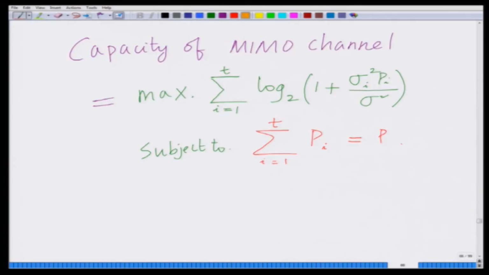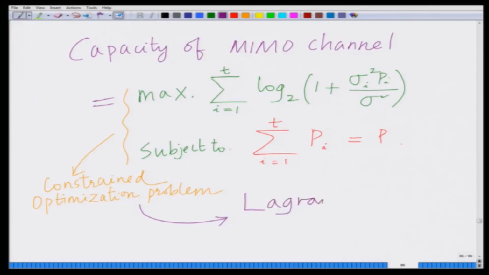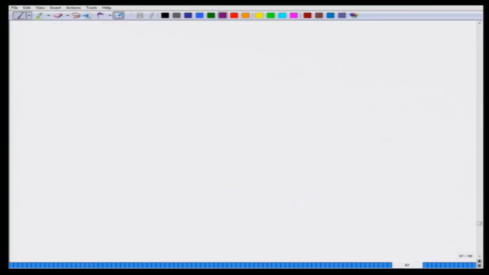This is also known as a constrained optimization problem, and therefore, the way we are going to solve this constrained optimization problem is by using the principle of Lagrange multiplier.